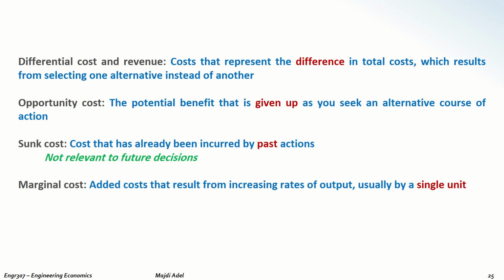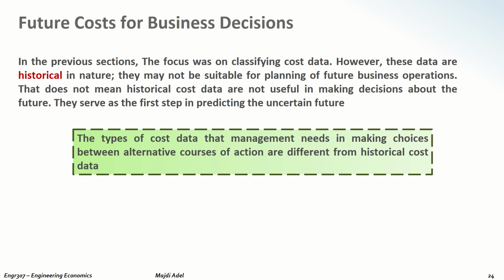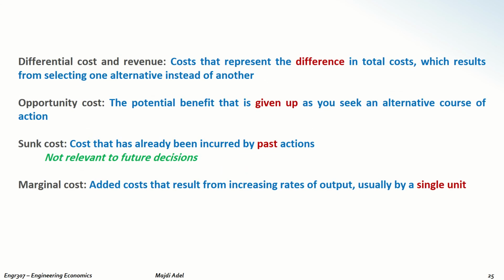So we need a different type of data to make decisions or to compare between alternatives based on cost. Therefore, we have three different types of data that we need, like the differential cost and revenue, which is the difference in total cost and revenue, and the opportunity cost, the potential cost of giving up an option or seeking an alternative.